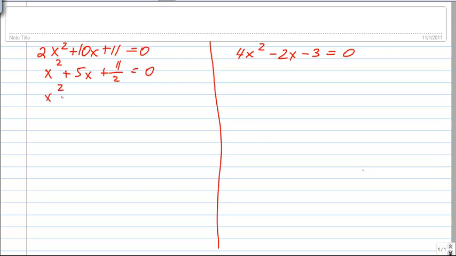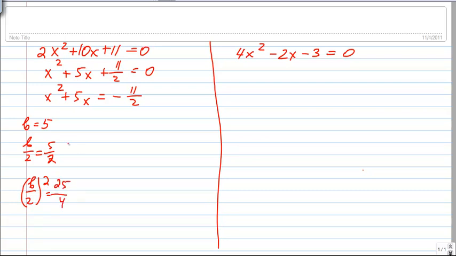And now we can proceed the usual way and single out the binomial, getting the free term with the opposite sign on the other side. Do our little table. B in this case is 5. Half B is 5 over 2. And half B squared, therefore, is 25 over 4. This is what we need to add to both sides of the equation.